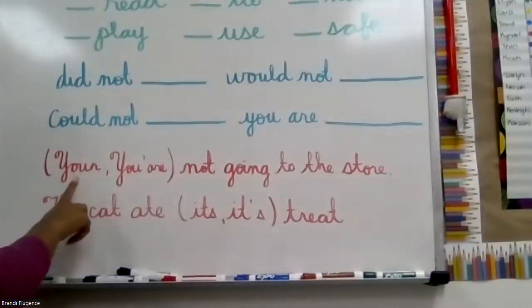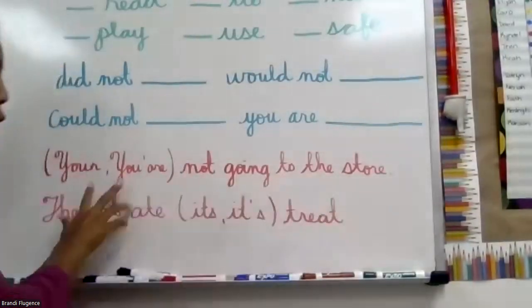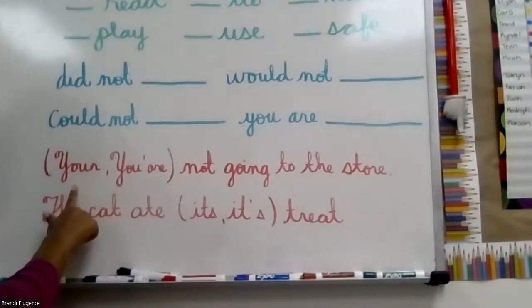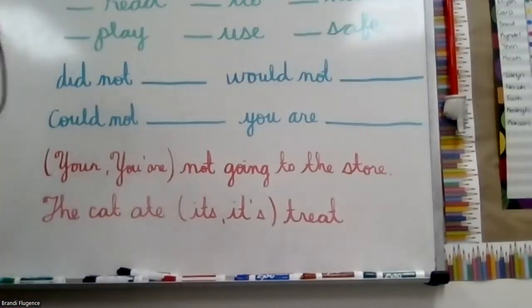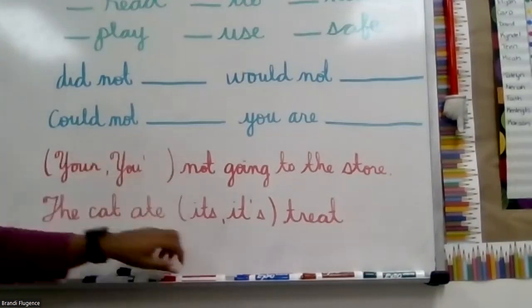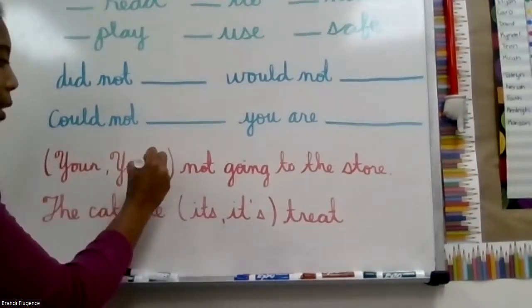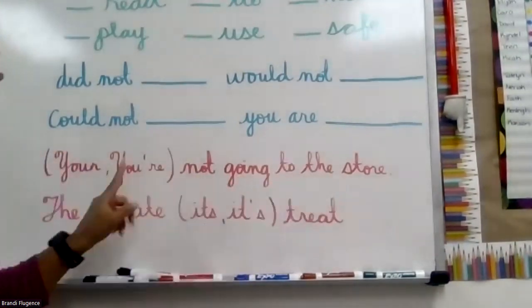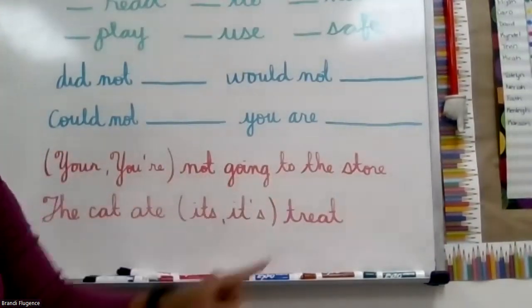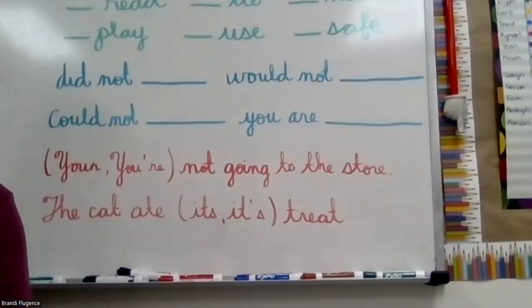So for example, this sentence says, you're not going to the store. So we have your and you're. We have the regular word your, and then we have the contraction you're. So this contraction you're is actually you are together. So is it you're not going to the store or you are not going to the store? Which one would make more sense?